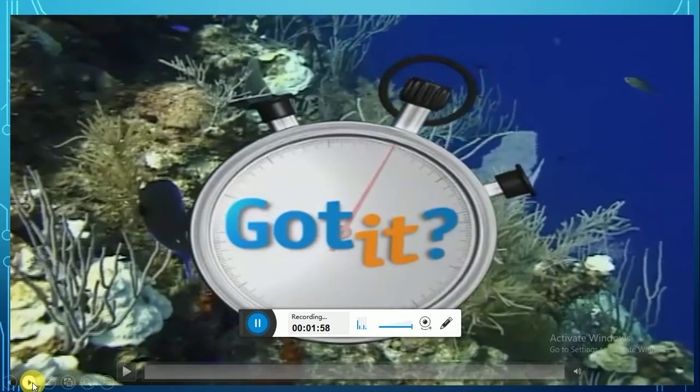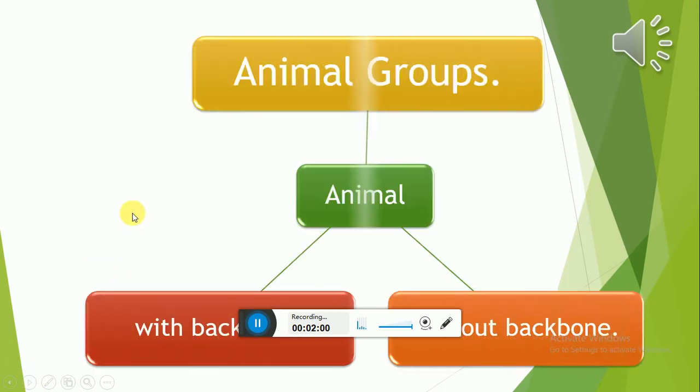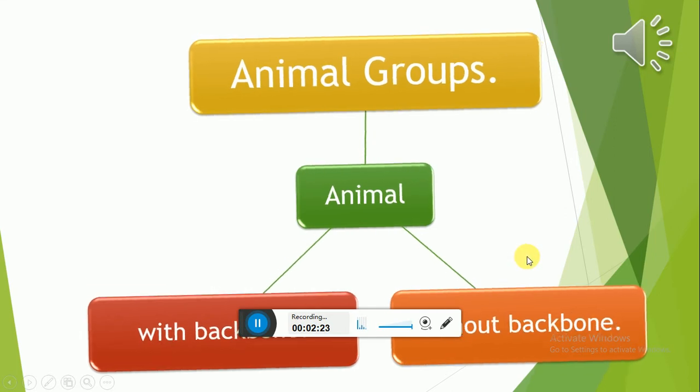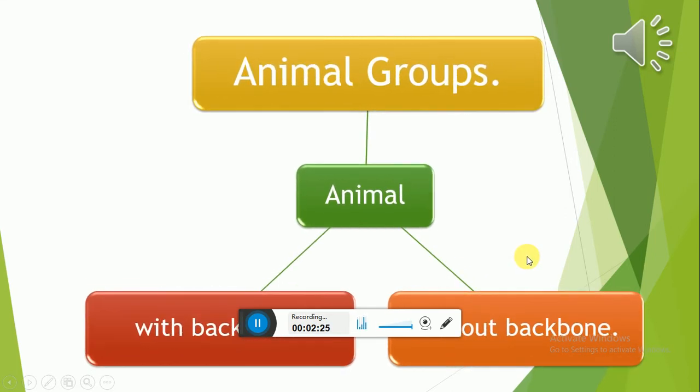Okay, I'm sure you do got it. Okay guys, so today we're gonna talk about how scientists make groups of animals, or they classify animals, or make classes or groups of animals. First one is animals with backbone, the other is animals without backbone.